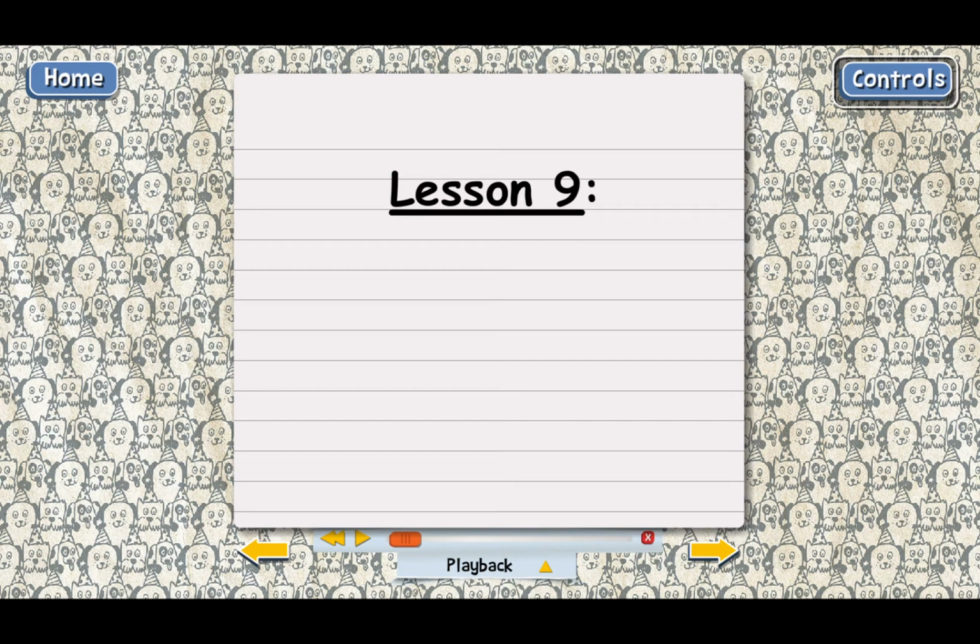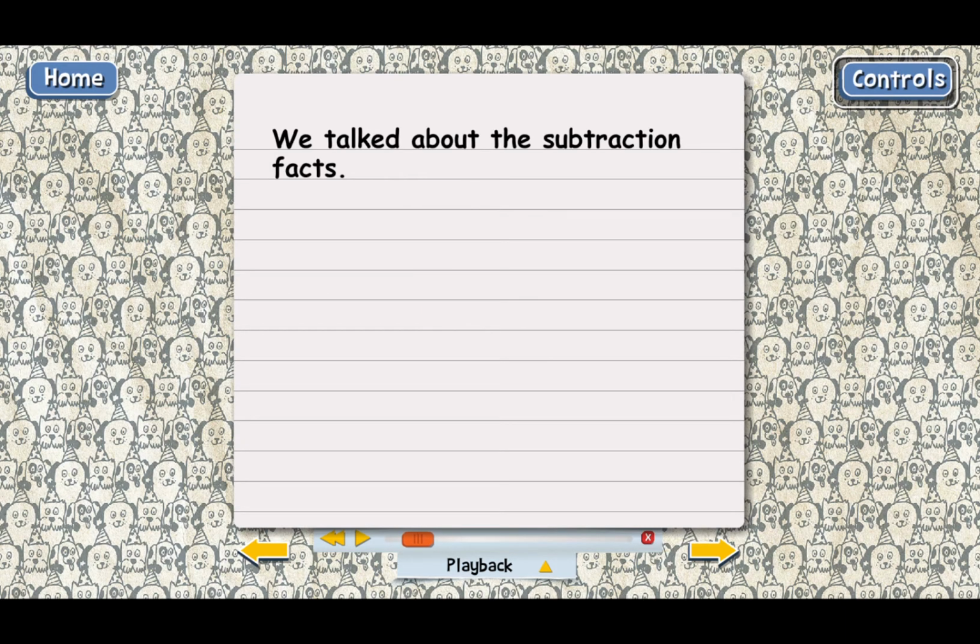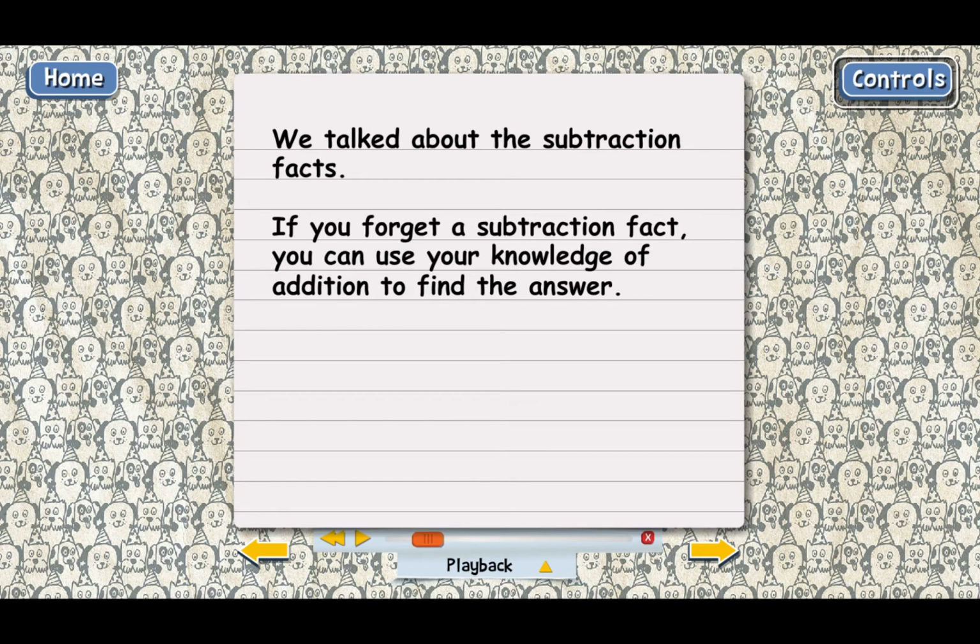Lesson 9, Families of Facts. We went over some basics about subtraction in the last lesson, and we talked about the subtraction facts, remember? The one thing that's neat about the subtraction facts is that if you forget one, you can use your knowledge of addition to find the answer. Let me show you what I mean.